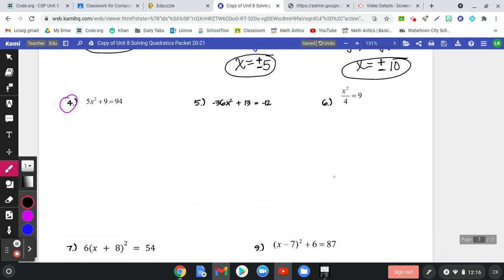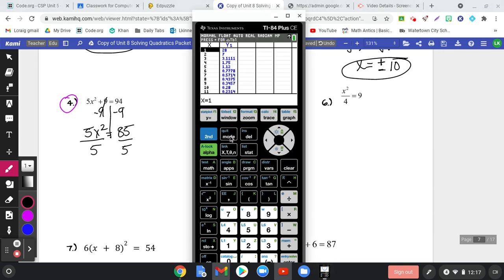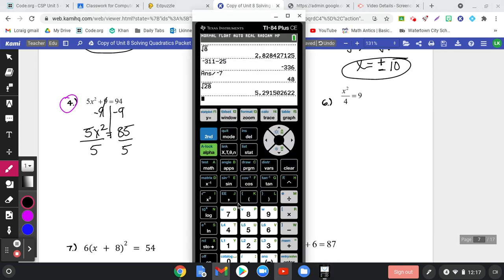All right, I circled 4 because I should have circled 4 and 5 because they look a little different, but that's okay. So we're going to subtract 9 from both sides. 5x squared equals 85. We'll divide both sides by 5. Second quit will get you out of there, second mode. 85 divided by 5, 17.